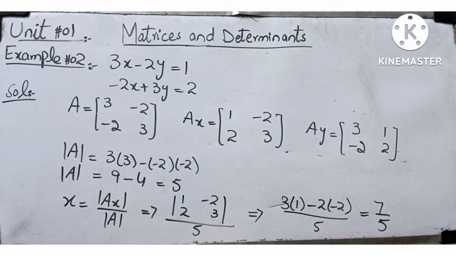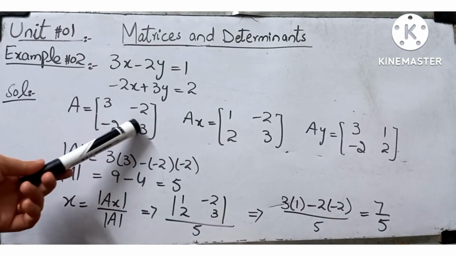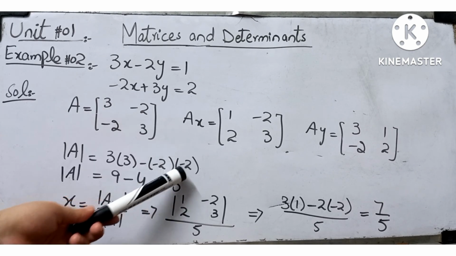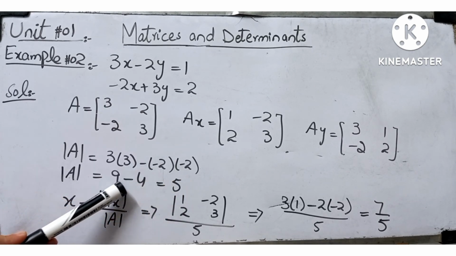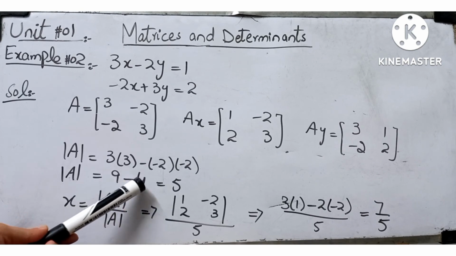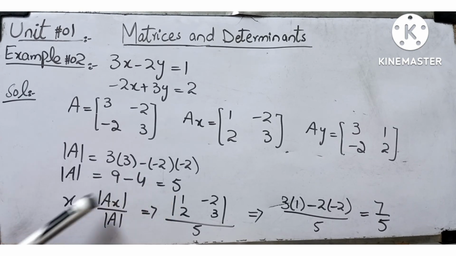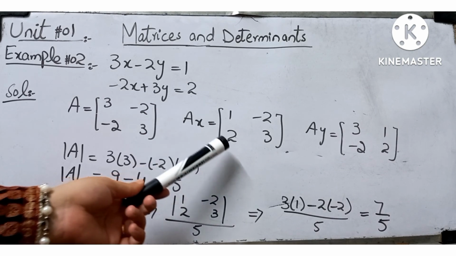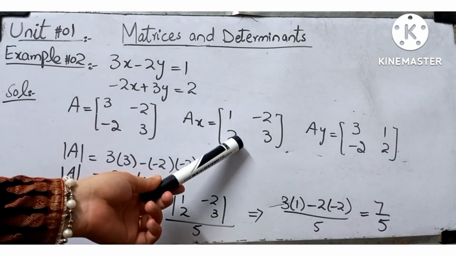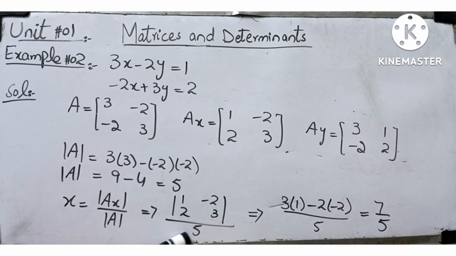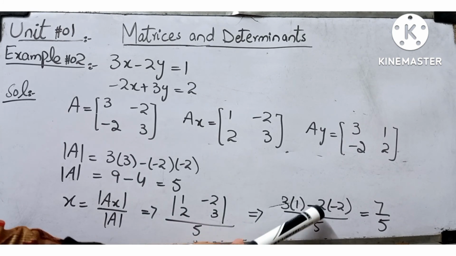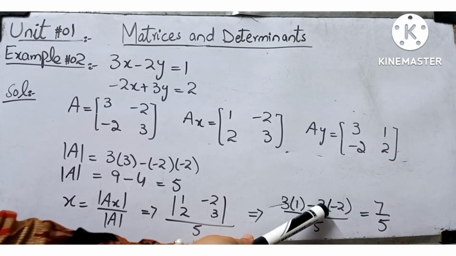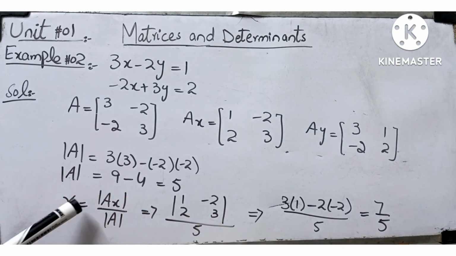And now we have to find the determinant of A, which is 3 into 3 minus 2 into minus 2, minus plus, it is 4. So 3 3s are 9, minus minus 4, it is 5. Determinant of A is equal to 5. Small x is equal to determinant of Ax divided by determinant of A. Since Ax is this matrix, we have to find determinant of this matrix and divide by determinant of A, which is 3 minus plus 2 2s are 4. 3 plus 4, it is 7 divided by 5. So x is equal to 7 divided by 5.